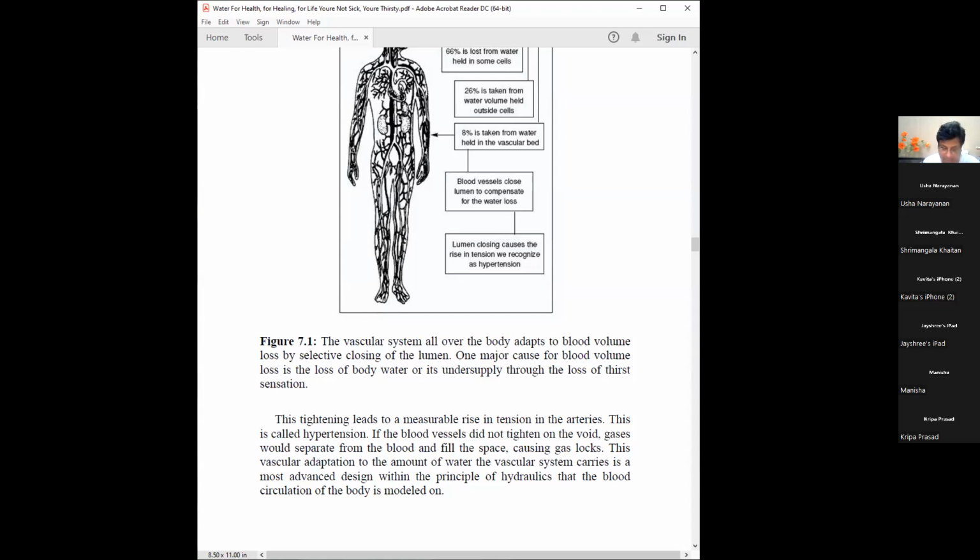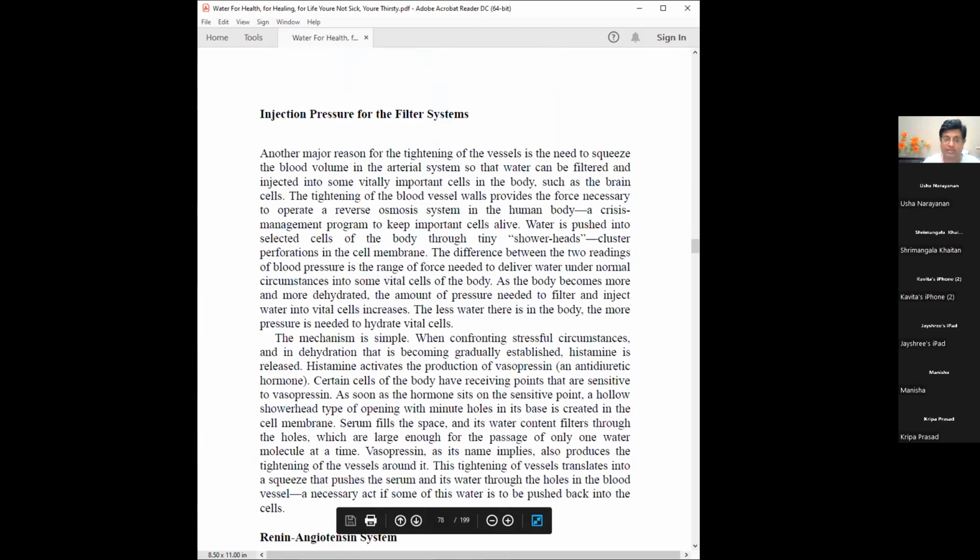This vascular adaptation to the amount of water the vascular system carries is a most advanced design within the principle of hydraulics that the blood circulation of the body is modeled on. So again, the blood flow in the body is totally based on hydraulic systems, which is based on pressure.